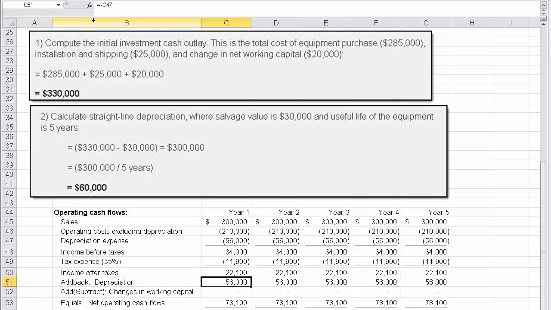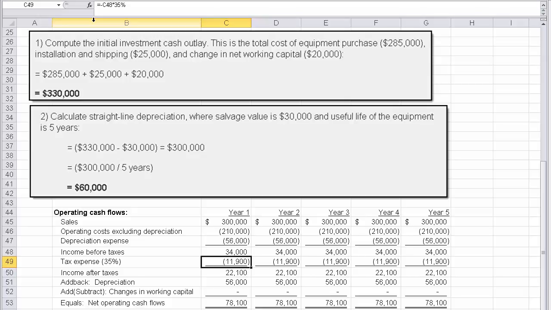Now, depreciation is a bookkeeping entry, right? The actual cash flow occurs when we bought the equipment, and then we'll get some of it back when we sell what's left of the equipment after year 5. So we're going to add back the depreciation. Now, in this example, I am assuming that the straight line depreciation that we're using for purposes of this example is also the same depreciation method that we're using for tax purposes.